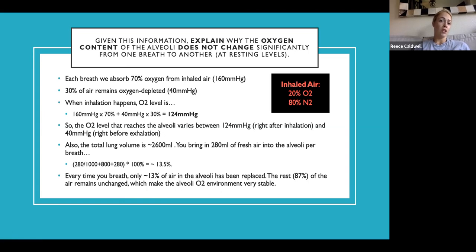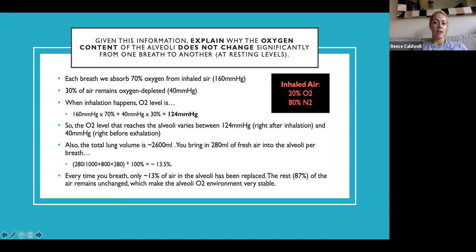Remember, our body works through homeostasis, and homeostasis is maintenance of internal stable conditions. So we do not want to change the molecules in the lungs too much. We want to keep that oxygen level relatively the same. So per breath, we only take about 13% of new air in. We absorb about 70% of oxygen from inhaled air.